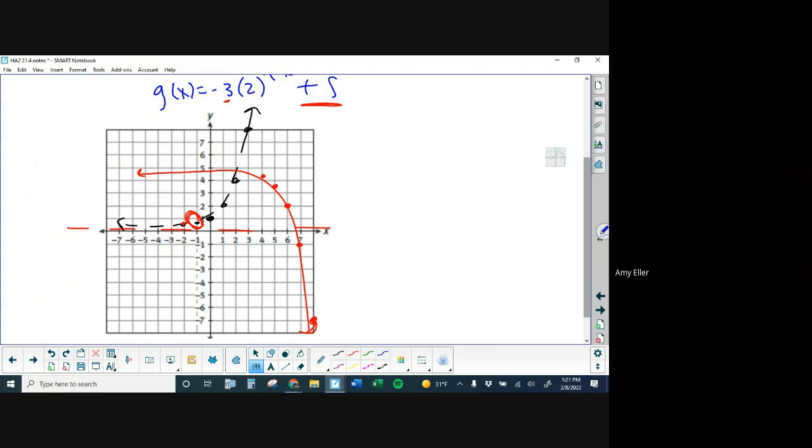You should be able to do domain and range for this graph. I would not ask you for x or y intercepts. You would not have to calculate those. You could tell me that it's decreasing. You could tell me it's exponential growth, those kinds of things. All right, we are done with 21.4.